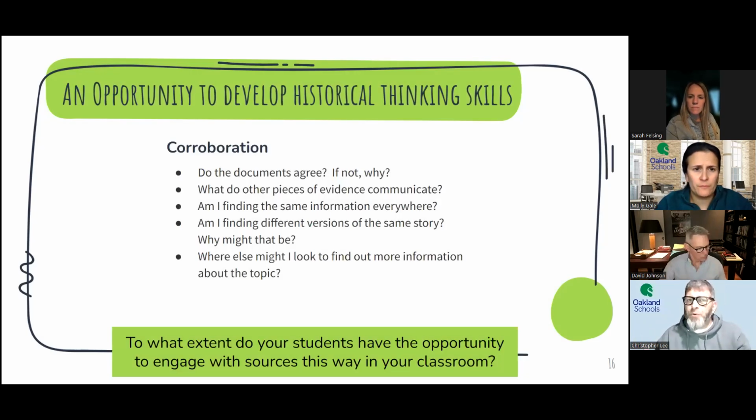And this really gets to one of the key historical thinking skills that we care about a lot, which is corroboration, right? Do the documents agree? If not, why? What do other pieces of evidence communicate? Am I finding the same information everywhere? Am I finding different versions of the same story, right? And then I like this last question a lot. What else might I look to? What else might I look to find out more information about this topic, right?